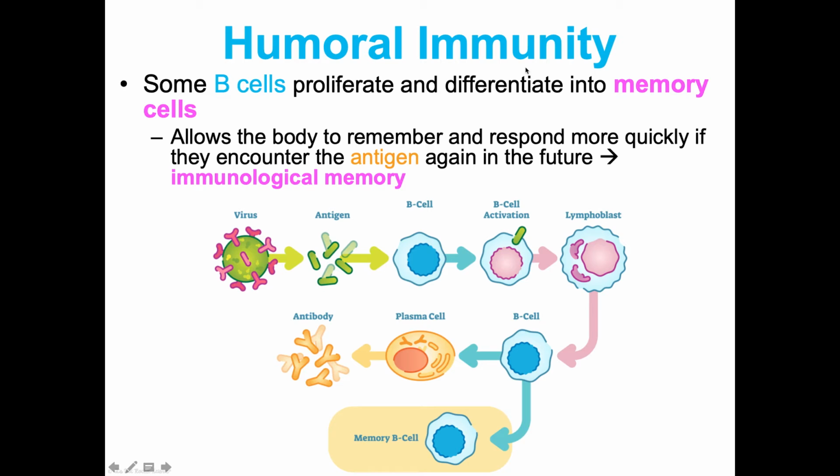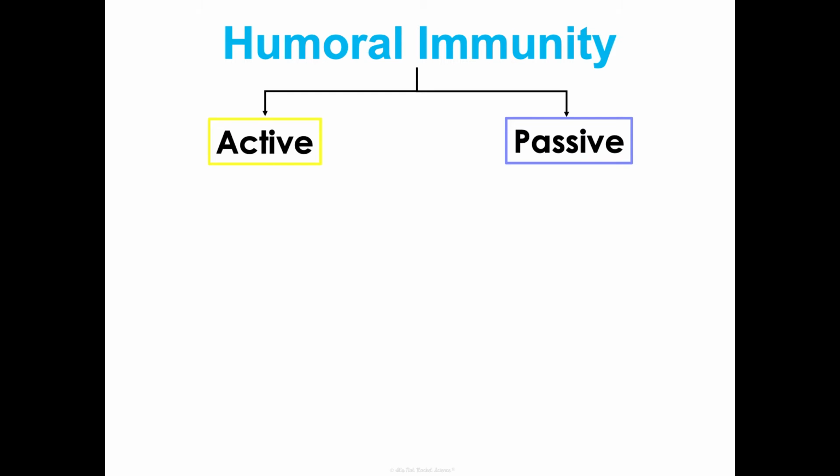And this memory thing happens naturally. Like, you pick up strep throat at school, and then memory cells will remember that for the next time you get exposed to the strep bacteria. But it can also happen artificially. Like, if you get a vaccination, you're exposed to something and it'll hopefully help you remember it for the future. So we kind of look at it, humoral immunity, as either active or passive.